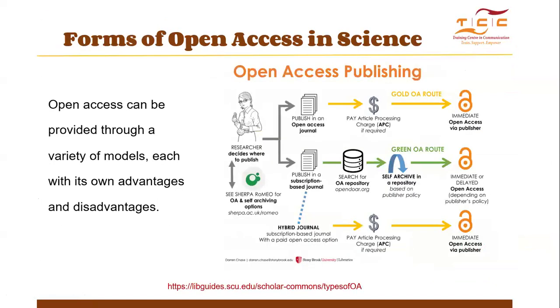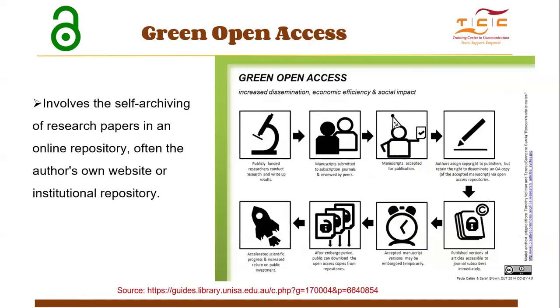Then there are forms of open access. I will not talk about all of them; you will get to see them. There's the green open access, which is mostly self-archiving of research papers in an online repository, on your own website or the institutional repository. So universities have their own institutional repositories where they archive papers. They also archive maybe theses and stuff like this. So that is green open access.